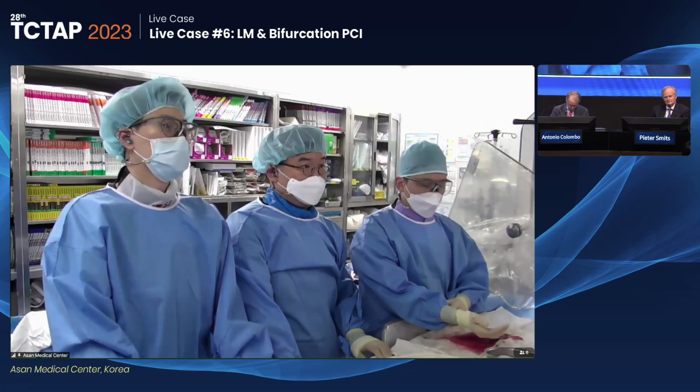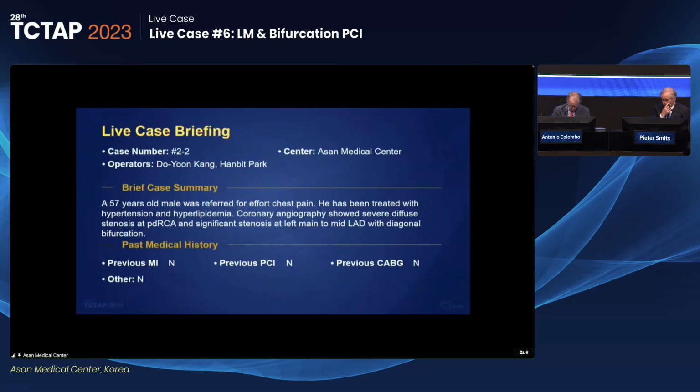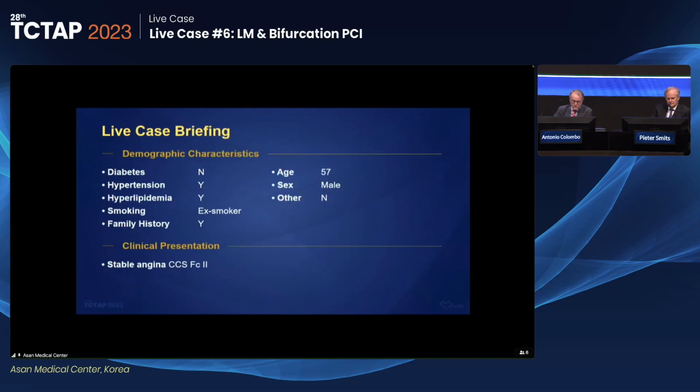Let me start the presentation. This patient is a 57-year-old male, and he was referred for chest pain. He has been treated for hypertension and hyperlipidemia. Coronary angiography showed severe diffuse stenosis proximal to distal RCA and significant stenosis at left main to mid LAD with diagonal bifurcation. There is no past medical history. Next. He has hypertension, hyperlipidemia, and family history of ischemic heart disease, and his smoking status is ex-smoker. The clinical presentation is stable angina with functional class 2.